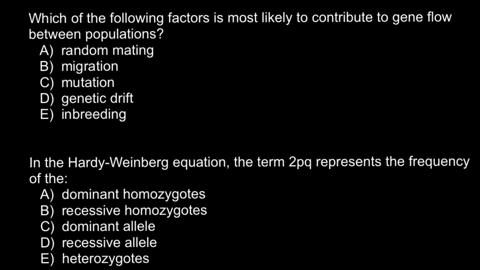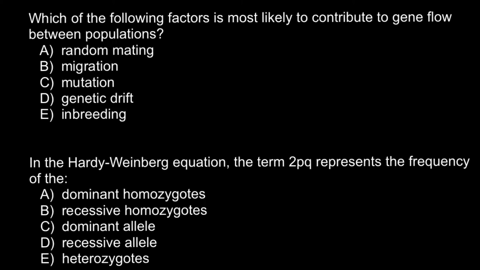So here is the first question. Which of the following factors is most likely to contribute to gene flow between populations? And here are the 5 answers that you may choose from. Answer A, random mating. Answer B, migration. C, mutation. D, genetic drift. And E, inbreeding. Let me start with the last answer, inbreeding.